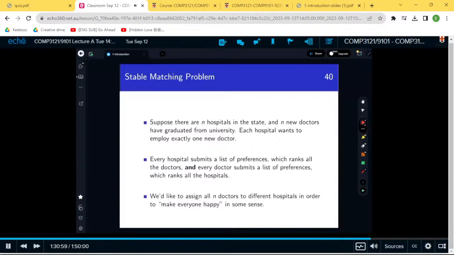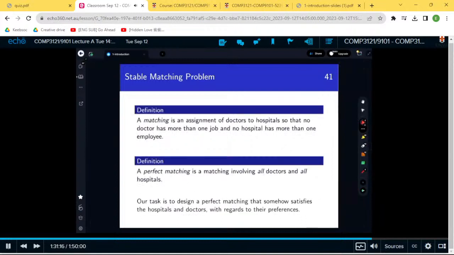What does that mean? Making everybody happy might not be possible, because everybody wants to hire the best doctor, and it might be necessary to give some doctor to a hospital that's not their most preferred one. This assignment we call a matching. A matching is an assignment of doctors to hospitals, so that every doctor has exactly one job, and every hospital hires exactly one doctor. That's actually a perfect matching, where we match everybody. A matching is one where every doctor gets at most one job, and no hospital gets more than one doctor. A perfect matching is one where we assign everybody to a hospital.